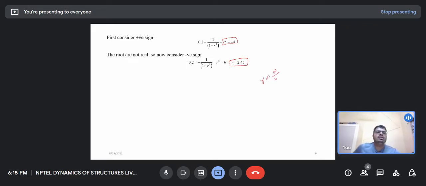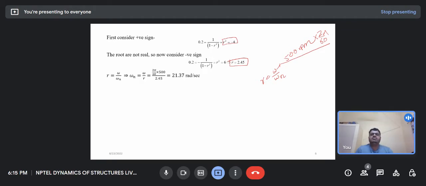r is equal to omega by omega n, and my omega is given as 500 rpm. With that, you can find out your omega n. If you convert the 500 rpm by multiplying by 2 pi by 60, it will be in radians per second. So that is your omega n. If this is your omega n, now you can find out your stiffness. The required static deflection can be obtained like F is equal to K into UST, the static deflection.